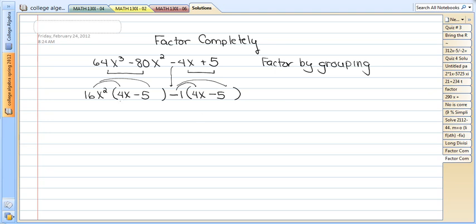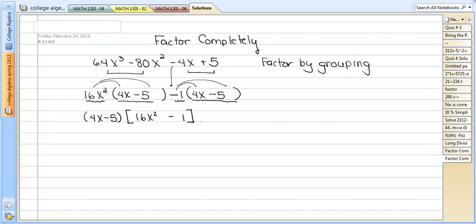Now if you do this right, what you see in parentheses should be exactly the same thing. And when you do factor by grouping, you're going to factor out that common grouping. So they both have a 4x minus 5 in common, and then what's left over is the 16x squared out of the first term and the minus 1 out of the second.